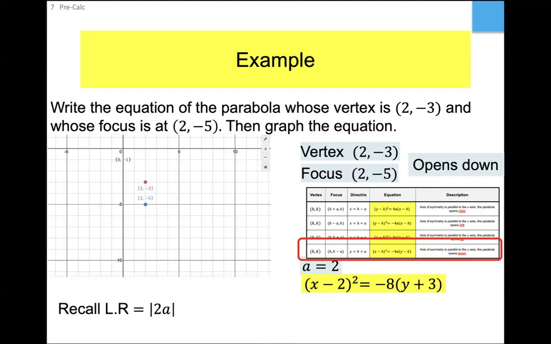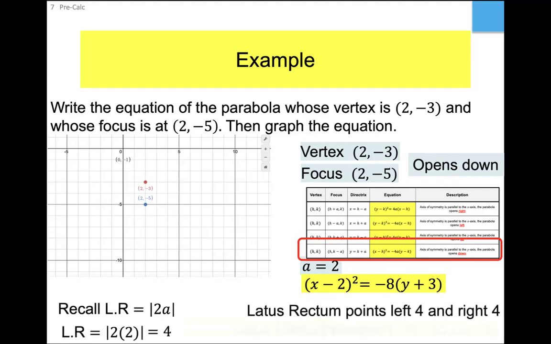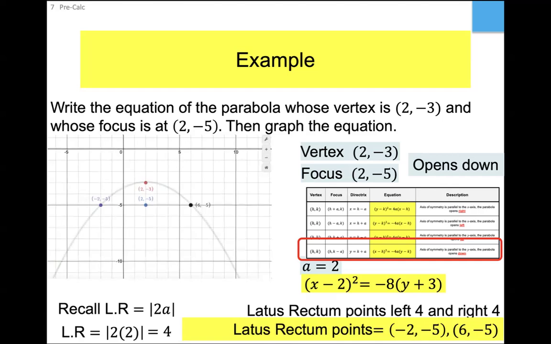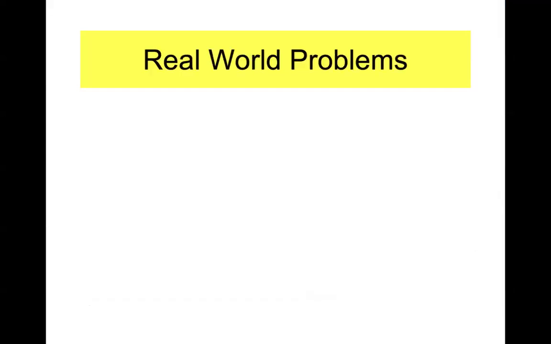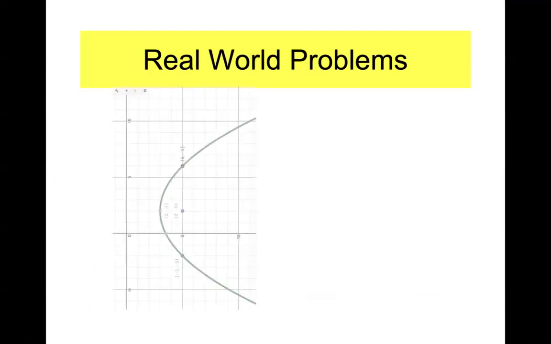So add 4, you get 6. Subtract 4, you get -2. So those are my points. Graph those points, play connect the dots, and you're done. Hope that made sense. We'll do one real problem and call it a day.